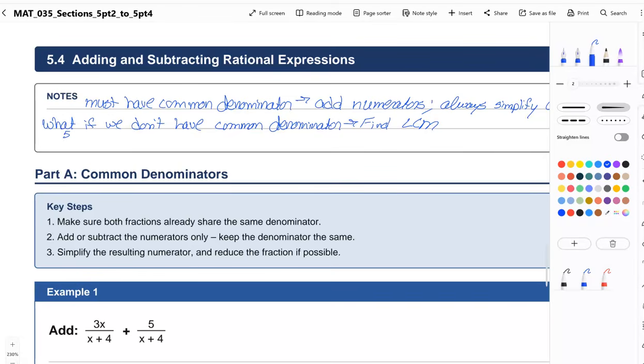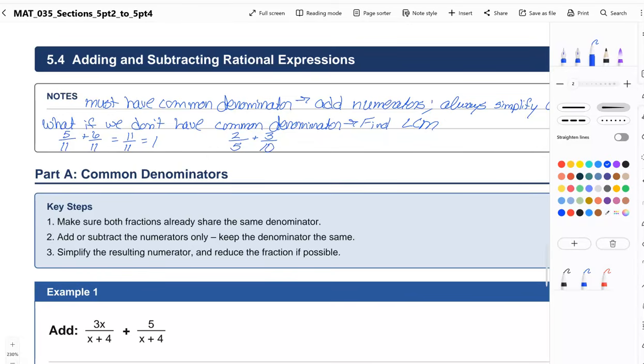Let's say we have 5 over 11 plus 6 over 11. Well, we already have a common denominator, so all we have to do is add the numerators. That's going to give us 11 over 11, which is really the same thing as a whole. The question becomes, what happens when I have 2 over 5 plus 3 over 10, and I need to add those.